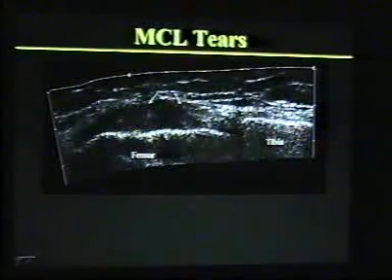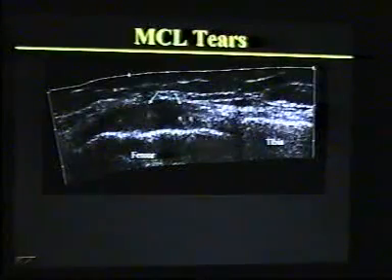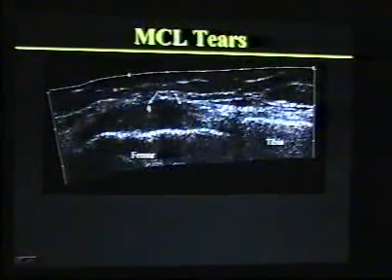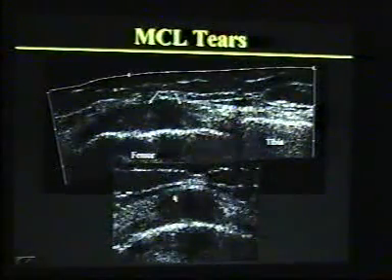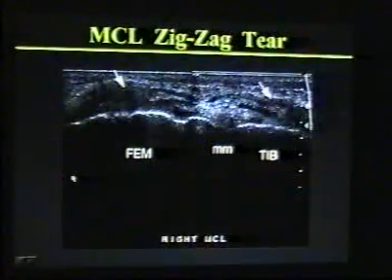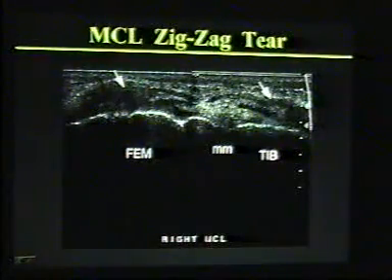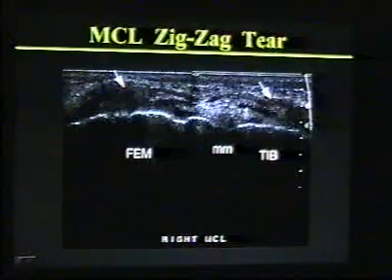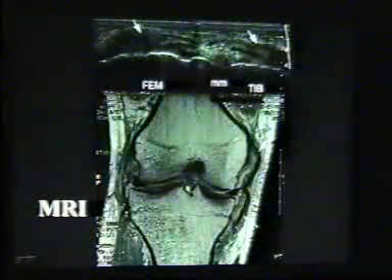Here it is, torn area, the medial collateral ligament, and some inflammation is there. This is the magnified view of the same. The zigzag tear. You can see the zigzag path of the tear in medial collateral ligament, and here we have again zigzag path, which was confirmed on MRI.